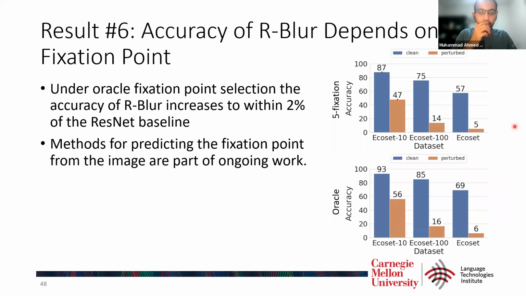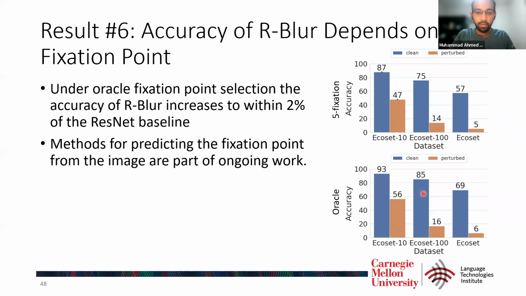And what we find is that if we use this oracle to find the correct fixation point in the image, our accuracy goes up significantly. Over here is the accuracy under the method that I presented, in which I have 5 predefined fixation points at the corners and at the center. We are getting 87% on EcoSet 10, but when we pick the optimal fixation point using the oracle, we go up to 93%. And this is the accuracy that the vanilla ResNet was getting.